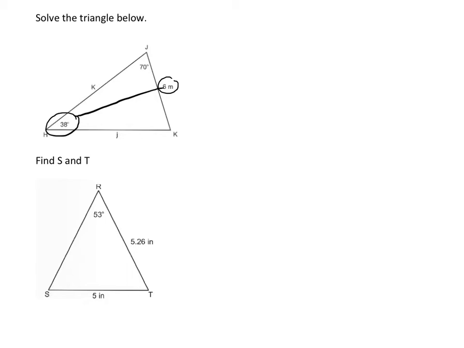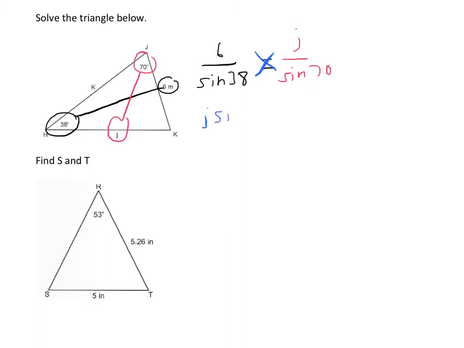So we're going to write it out as 6 over sine 38 equals, then we want to have another pair, but again we'll have one missing piece, so the other angle given is 70, so we'll work with that one, which gives us j over sine of 70. So if we cross multiply, we get j sine 38 equals 6 sine 70.